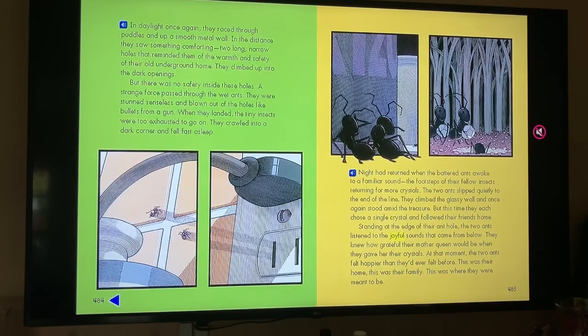Standing at the edge of their anthole, the two ants listened to the joyful sounds that came from below. They knew how grateful their mother queen would be when they gave her their crystals. At the end, the two ants felt happier than they'd ever felt before. This was home. This was their family. And this is where they were meant to be.